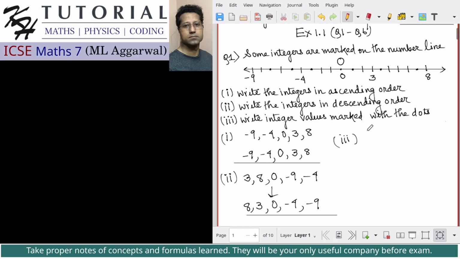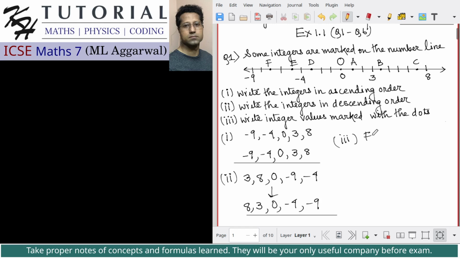So definitely we will have, let's give some name to the points. Let's say this is A, this is B, this is C, and we have D, we have E and F. So let's start from the left hand side and write all the integer values marked with the dots.